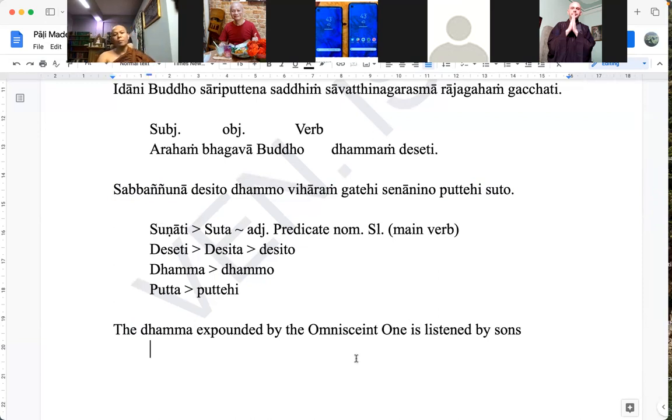So the Dhamma is founded by the omniscient one. Now you see, Dhammo, Bodhi Sutta. So now Dhammo is modified by the Desido, and the Desido is a past participle. That is why, for that past participle, the agent is in the instrumental case.